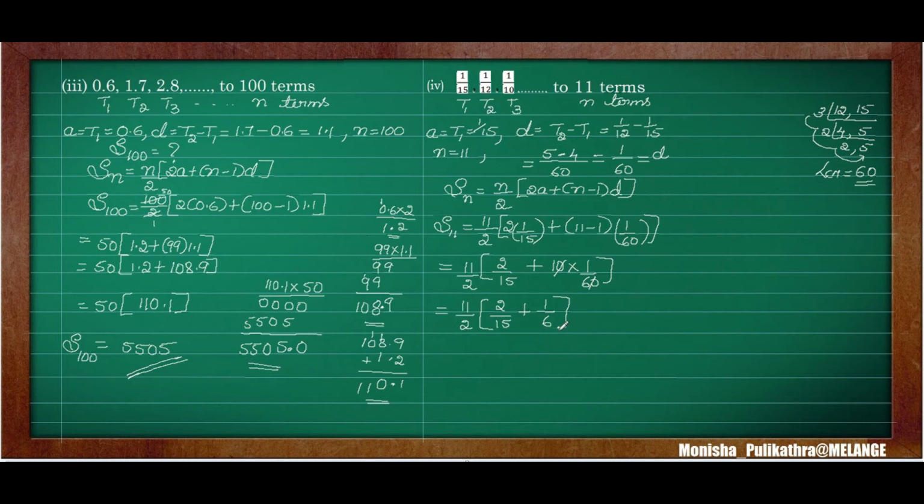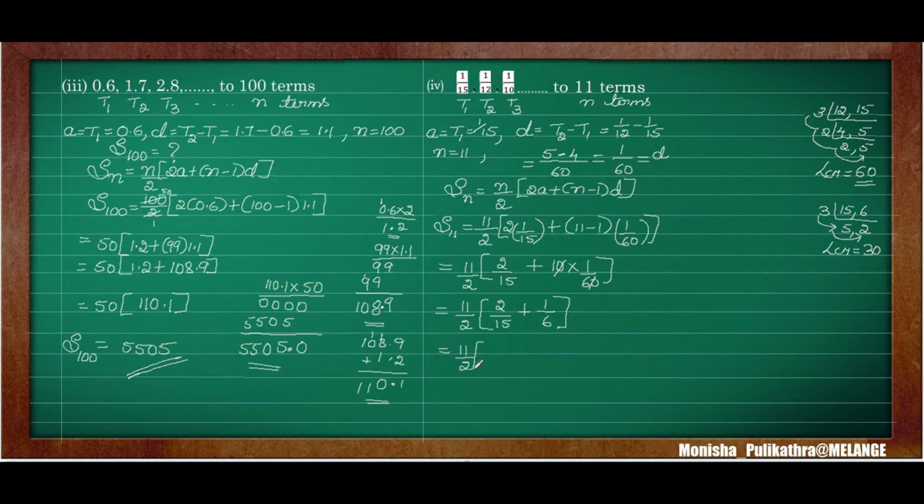Next we need to find out the LCM of 15 and 6. Again I will take 3 here, since both the numbers are divisible by 3. So 3 5s are 15, 3 2s are 6, and 15 2s are 30. Okay. LCM is 30.